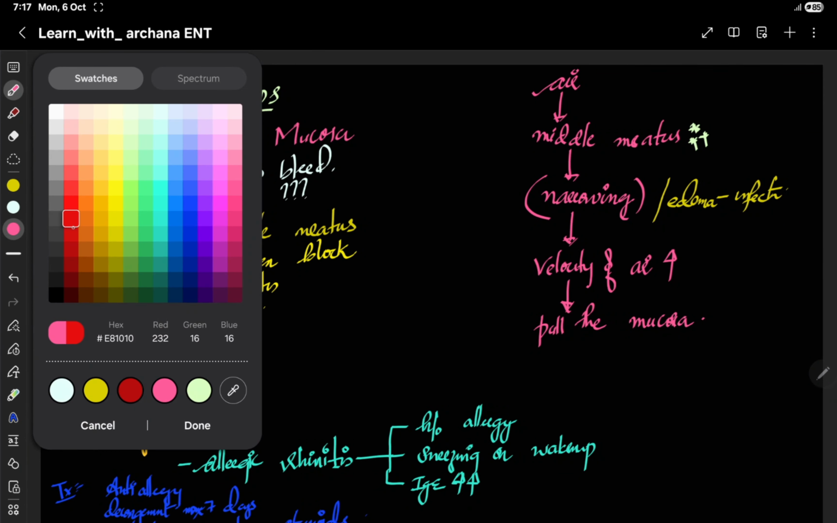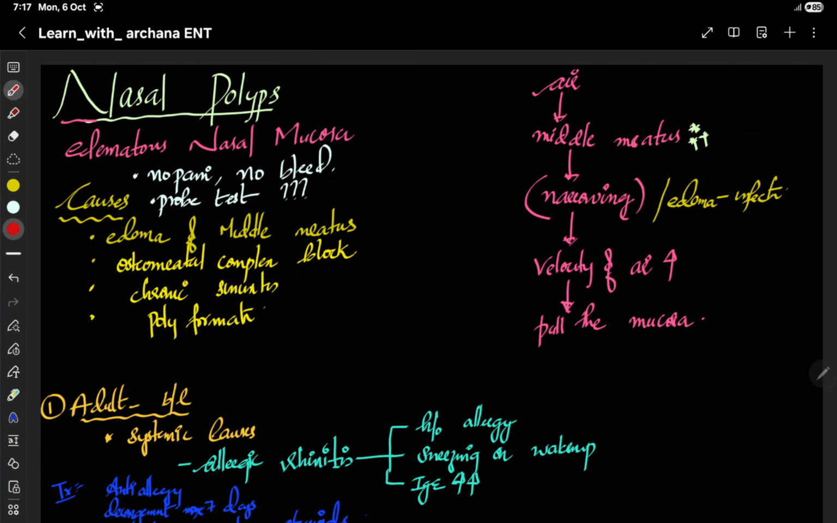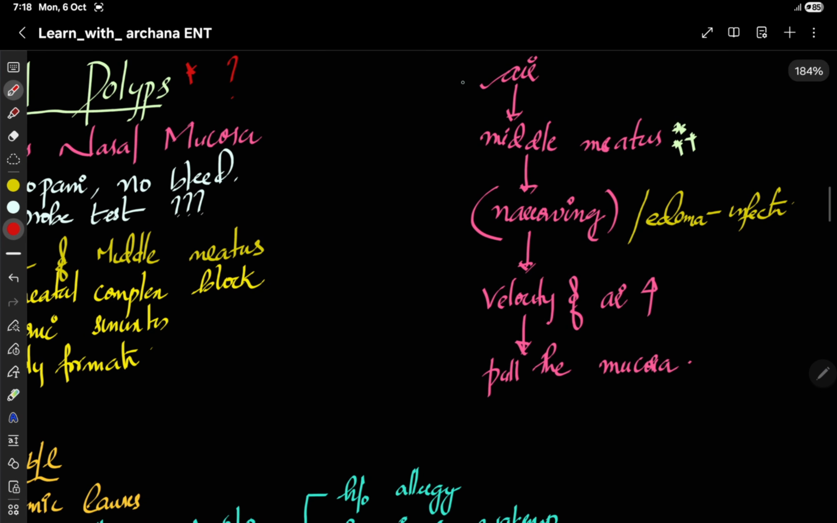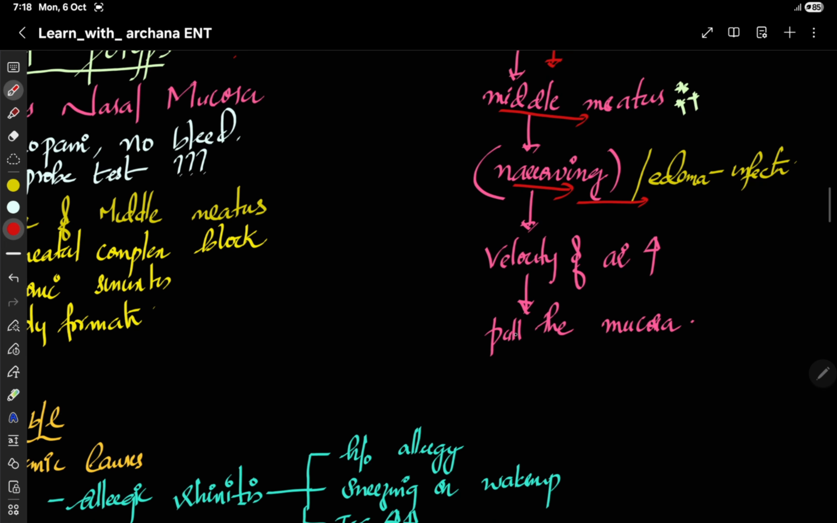What is your understanding regarding nasal polyp? How does this occur? Nasal polyps. Okay, the thing you have to understand is the air will enter through the nostrils. After that, it will pass through which meatus? Middle meatus. So the thing we have to look into is whenever there is narrowing, there will be increased velocity of the air flow into that area. Okay, so this will pull down the mucosa eventually.